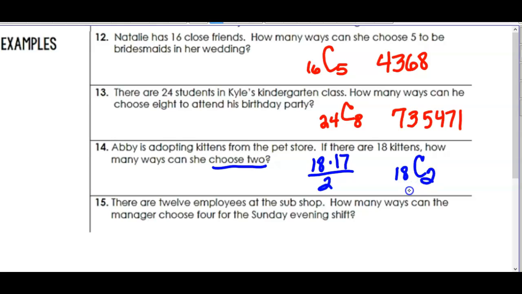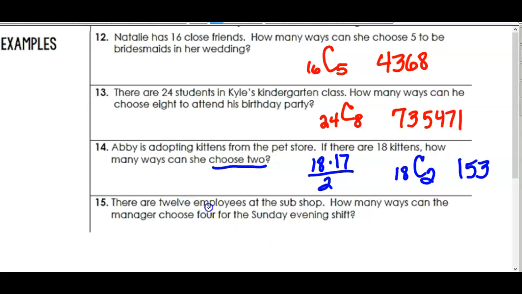So that answer, I said I wasn't going to do any more, but that one should be 153, I believe, because I just did this, 9 times 17. 18, alpha window, choice 8, 2 is 153.